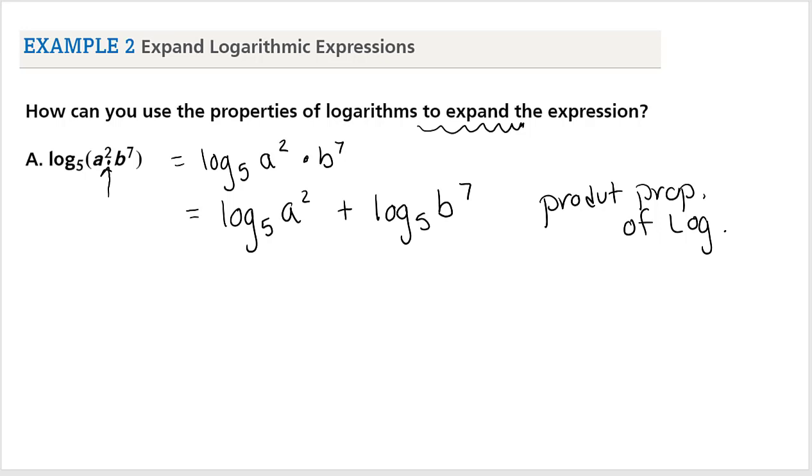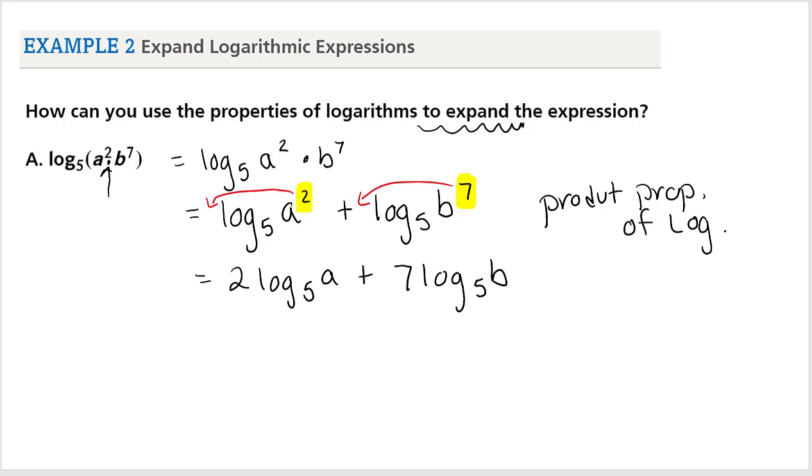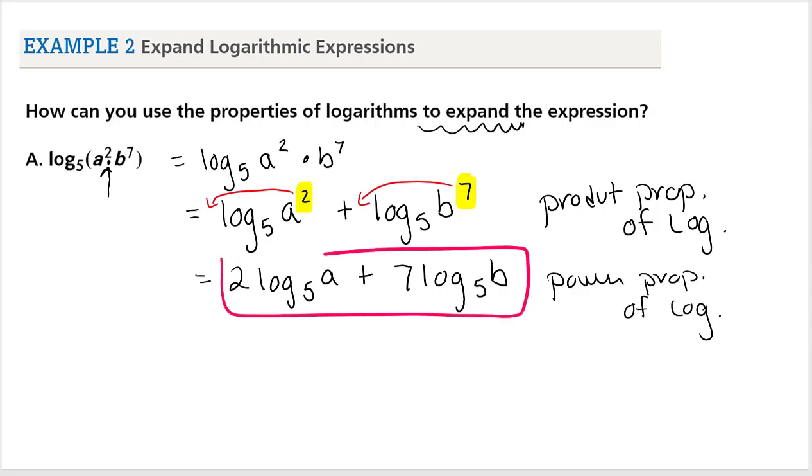Then we are not finished yet because we can take the exponents and bring them to the front of the logarithm. So that's our last step. So 2 log base 5 of A plus 7 log base 5 of B. And this is using our power property of logarithms. And this is our final expanded answer.